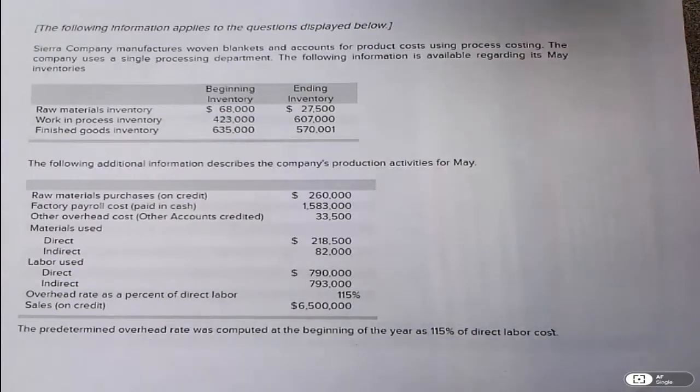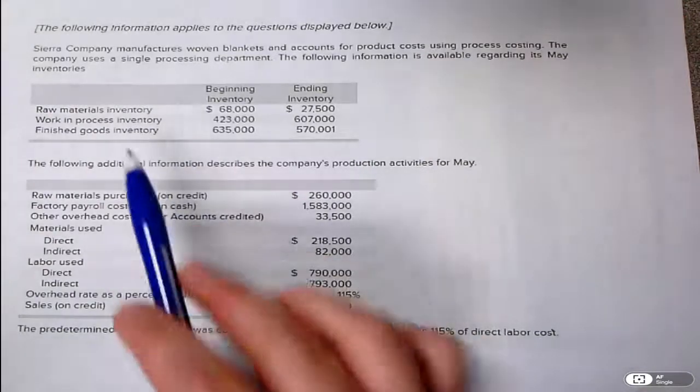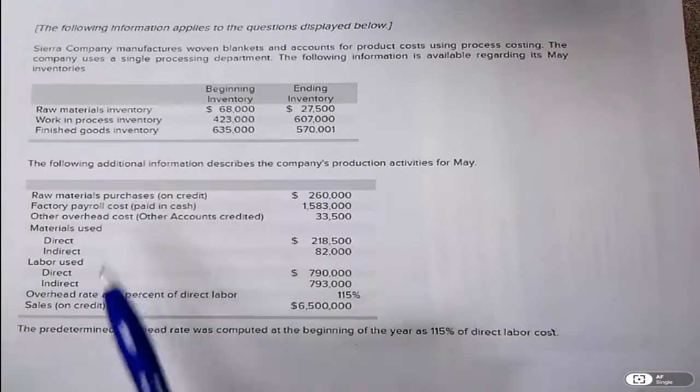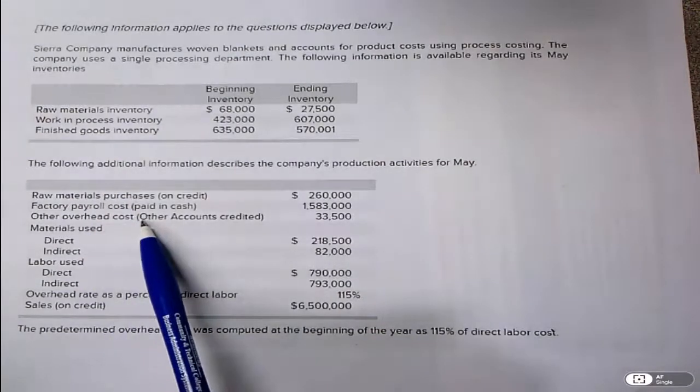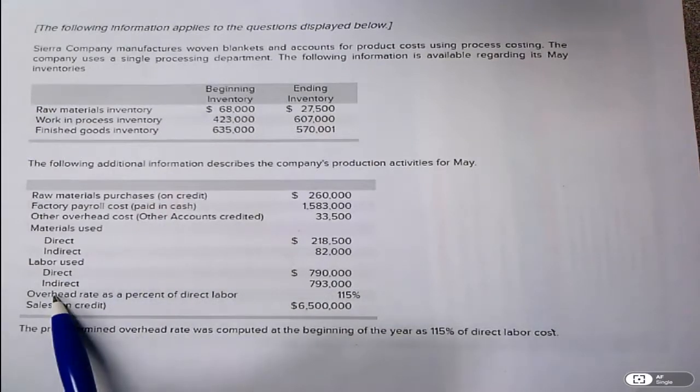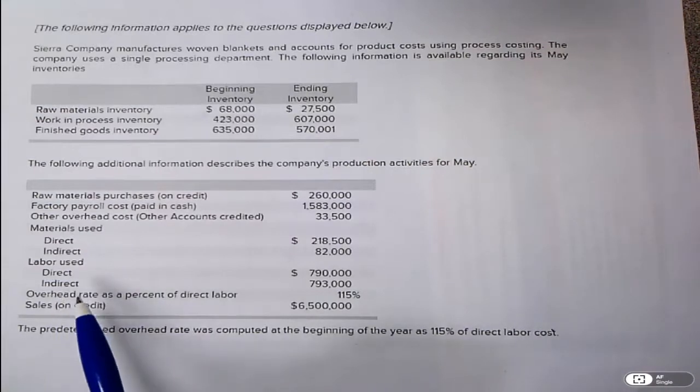Okay, so I'm going to set up some T accounts for each one of these inventory accounts. I'm also going to set up some T accounts for factory payroll. I'll set up one for our overhead account. And then we'll come back to those as far as what is an addition and what is a subtraction to each T account.